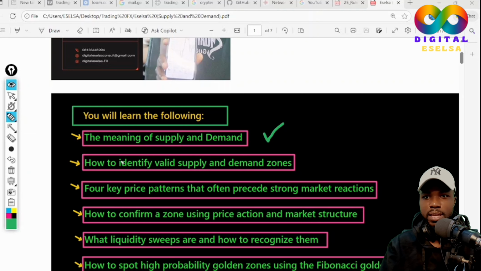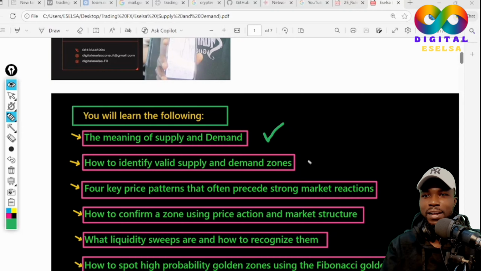I talked about the meaning of supply and demand. Of course, every forex trader out there knows that supply and demand is the basic foundation of every buying and selling. In fact, most trading strategies lie on the foundation of supply and demand, because what moves price up is demand, and what moves price down is actually supply. So the meaning of supply and demand, we talked about it.